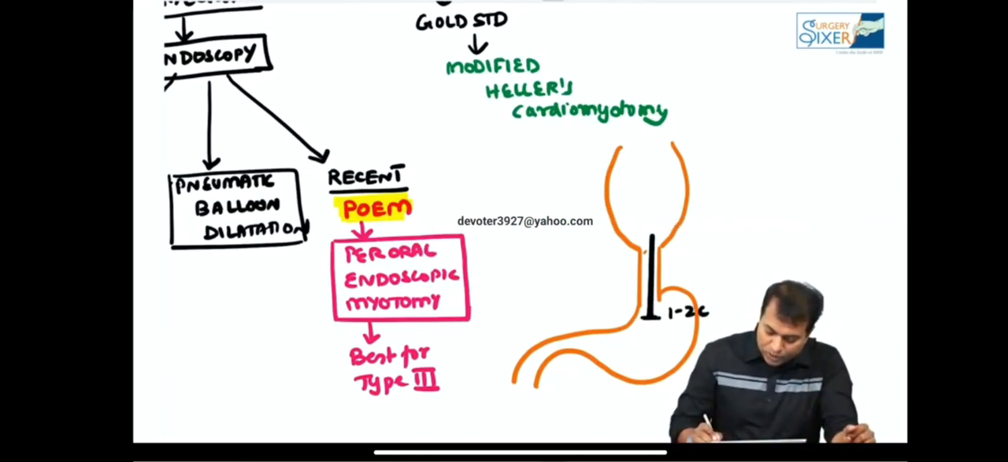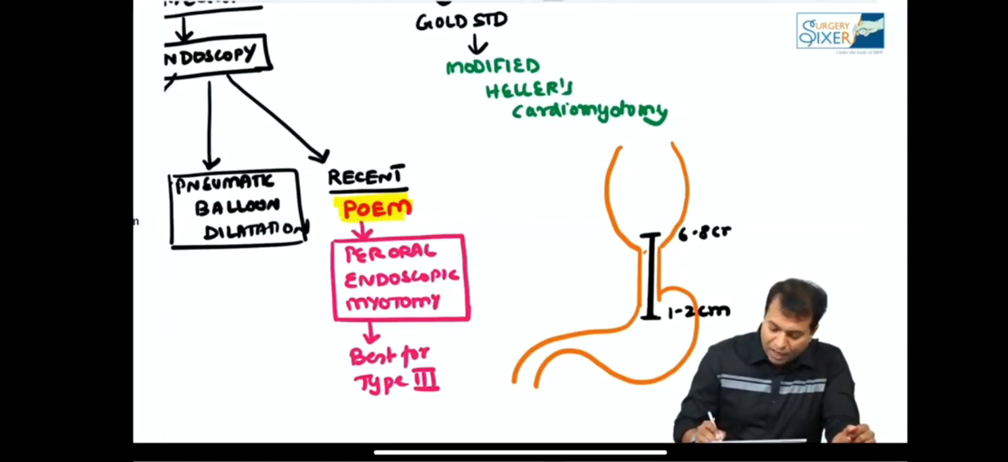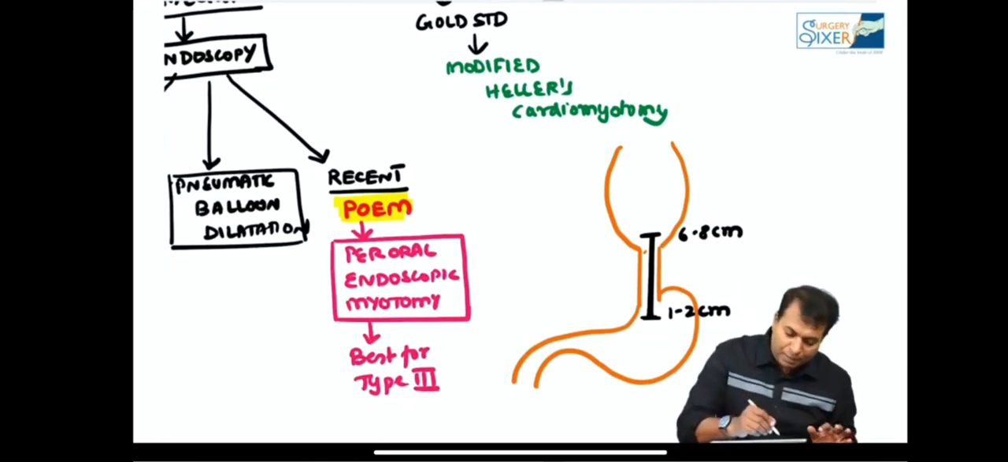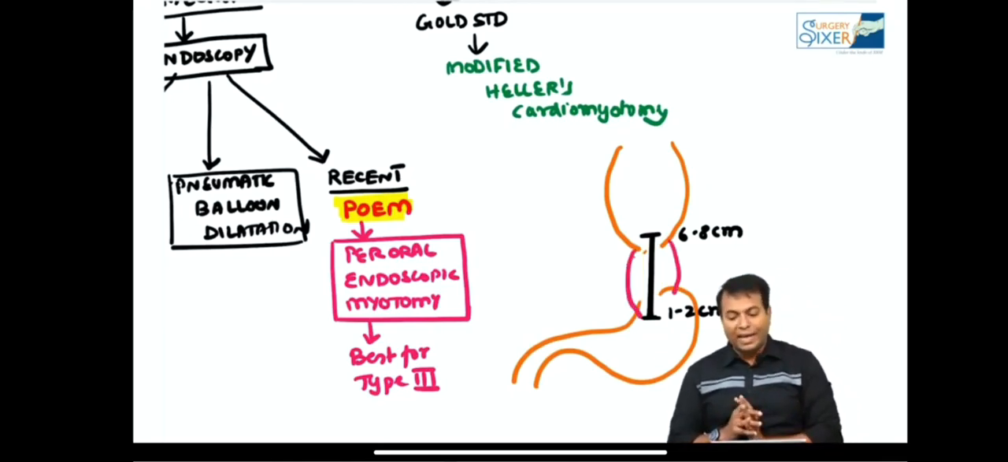I will cut the muscle 1 to 2 cm below the GE junction to 6 to 8 cm above the GE junction. The muscle will be cut like this. We cut the muscle, the constricted part of the esophagus, the muscle will be cut. Once you cut the muscle, naturally you all very well know, this part of the esophagus becomes dilated like this. So this is known as modified Heller's cardiomyotomy.